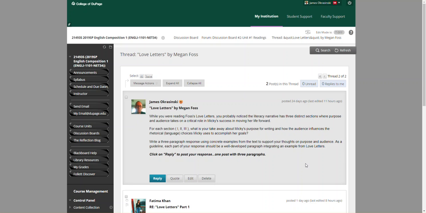So, one of the questions that I asked for in the response is for each of sections 1, 2, and 3, what is your takeaway about Mickey's purpose for writing and how the audience influences the rhetorical language or choices Mickey uses to accomplish her goals? So, I'd like to take a couple of minutes and talk about the rhetorical situation and pretty much for me, a rhetorical triangle, which would be purpose, audience, and language used to accomplish the goals of the rhetorical situation.